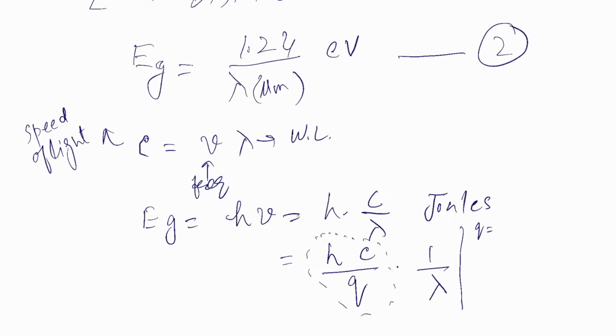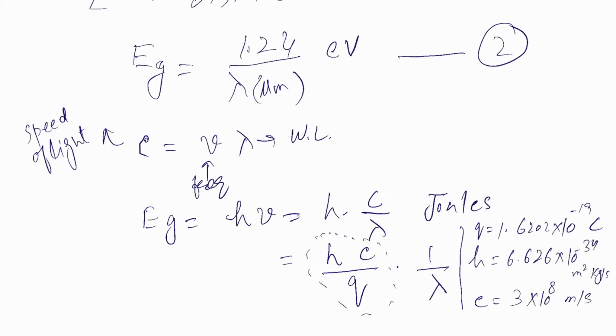So q is 1.602 into 10 to the power minus 19 coulombs. h is your Planck constant, which is 6.626 into 10 to the power minus 34, units are meter square kg per second. And then you have c, which is the speed of light, 3 into 10 to the power 8 meters per second. So when you put these values, you get this expression, Eg equal to 1.24 over lambda.